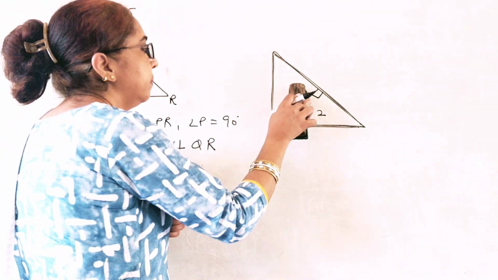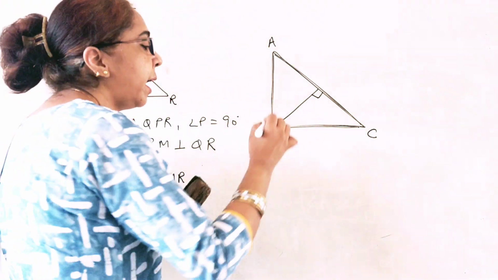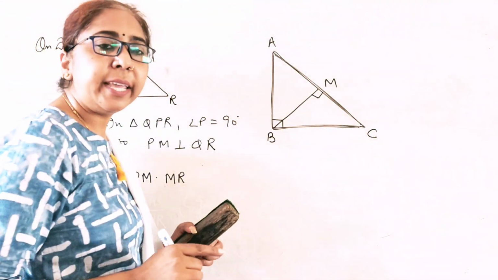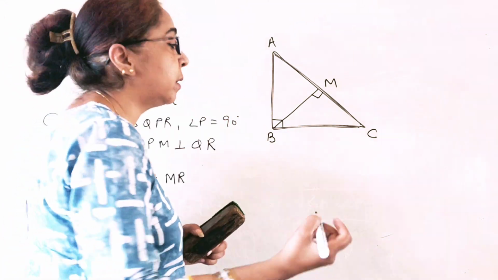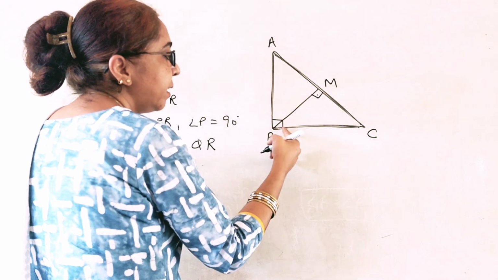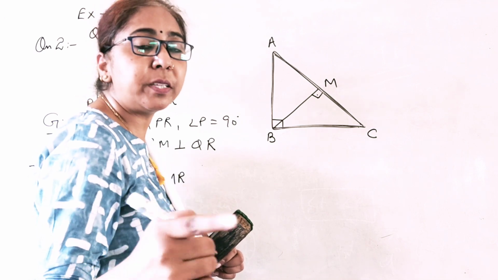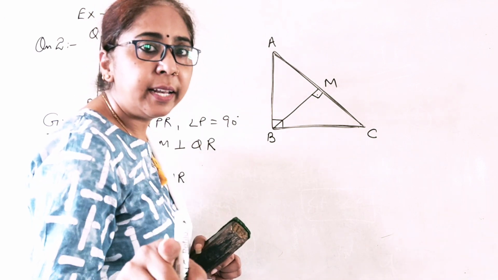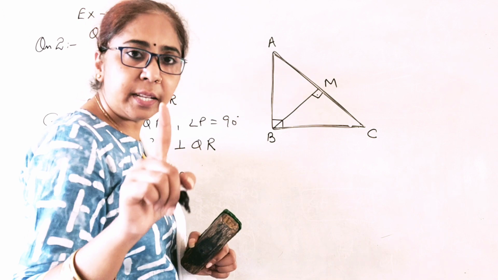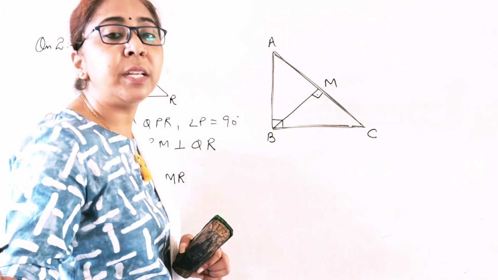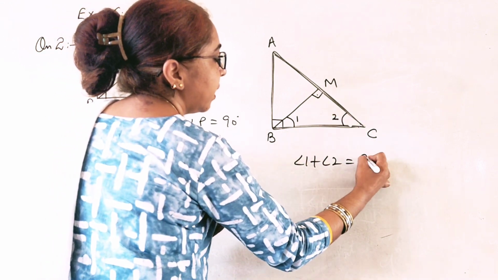Let's see. I am giving the names to the triangle as A, B and C, right? And BM is perpendicular on AC. Now I know that these two triangles are similar. Let me show you how they are similar. You know that this angle is 90 and in a triangle, by the angle sum property, the sum of the rest of the two angles must be 90 because the sum of all three angles is 180. So if one of them is 90, then the sum of the other two must be 90. So angle 1 plus angle 2 is 90 degrees.